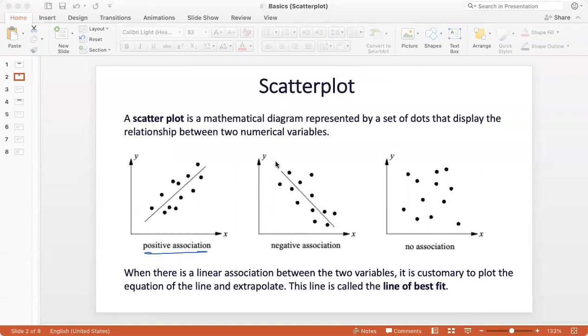Here, when I increase x, y is declining. So this is a negative association. And here in the third one, I'm not able to make out any association because the points are randomly distributed. Now, in the first two cases, what we have is a linear association between the variables, and the line that is used to indicate that linear relationship is called the line of best fit. So let's look at a sample question that you are likely to get from a linear scatterplot.